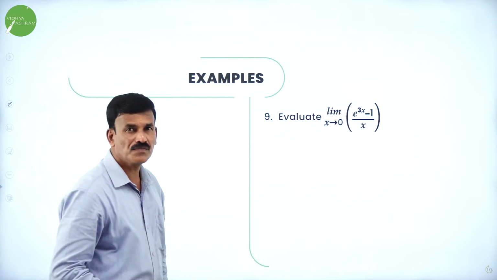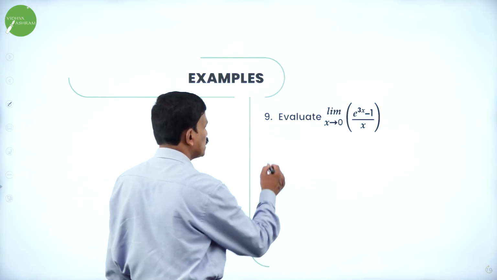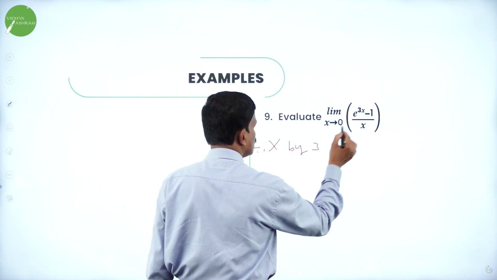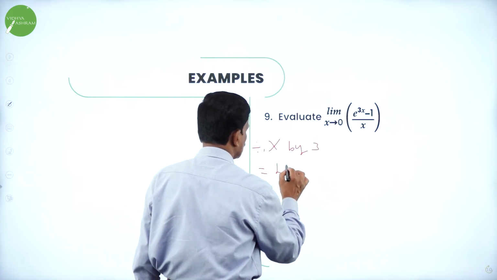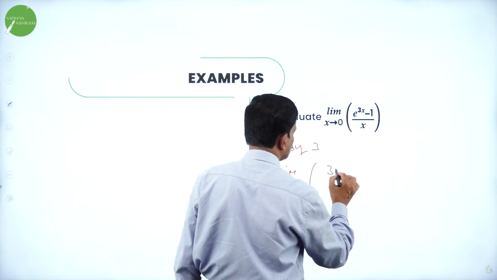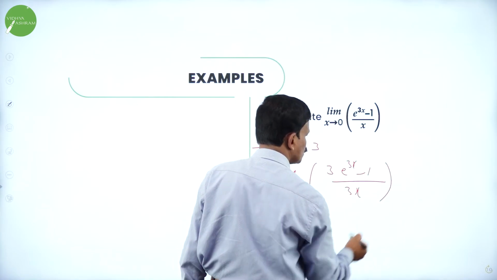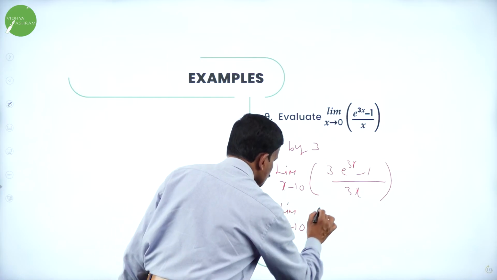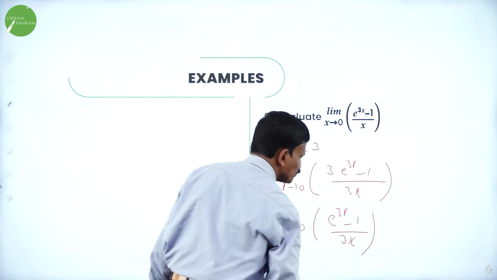Limit x tends to 0 of e to the power of 3x minus 1 by x. Now, a very simple problem. Just multiply and divide by 3 in both numerator and denominator. This can be written as limit x tends to 0 of 3 into e power 3x minus 1 divided by 3 into x. Now, you can take 3 out, 3 into limit x tends to 0 of e to the power of 3x minus 1 divided by 3x.